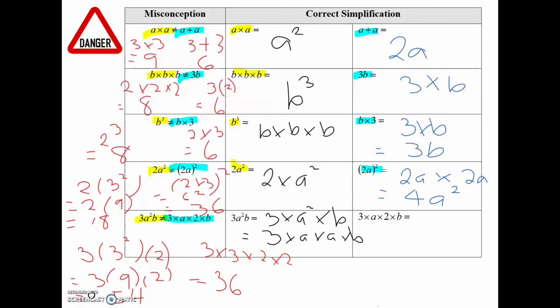Whereas the correct simplification for 3 times A times 2 times B will be equal to 3 times 2, because we rearrange the two numbers together, times A times B, and this will give us 6 times A times B.